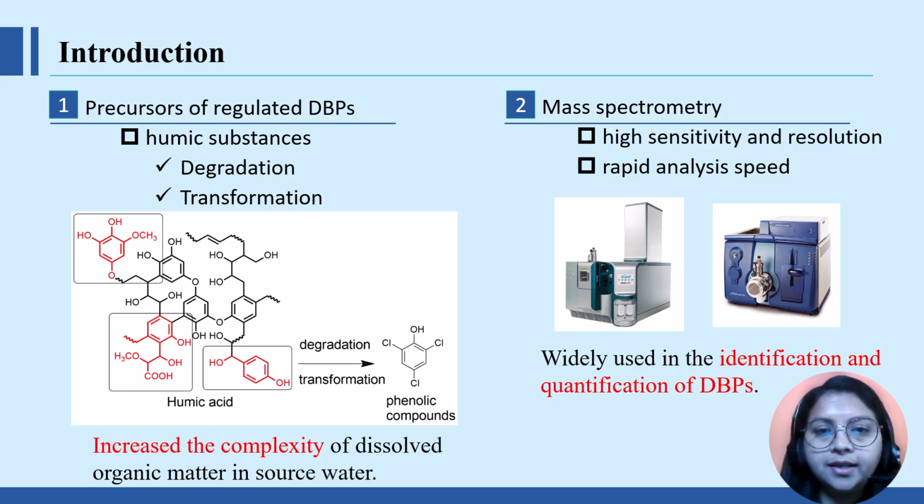And the major precursor of regulated DBPs is humic substances. Humic acid may degrade and transform into phenolic acid, which exacerbates the complexity of dissolved organic matter in source water and severely interferes with the structural analysis of DBPs. So, mass spectrometry, due to its high sensitivity and resolution and rapid analysis speed, is widely used in the identification and quantification of DBPs.